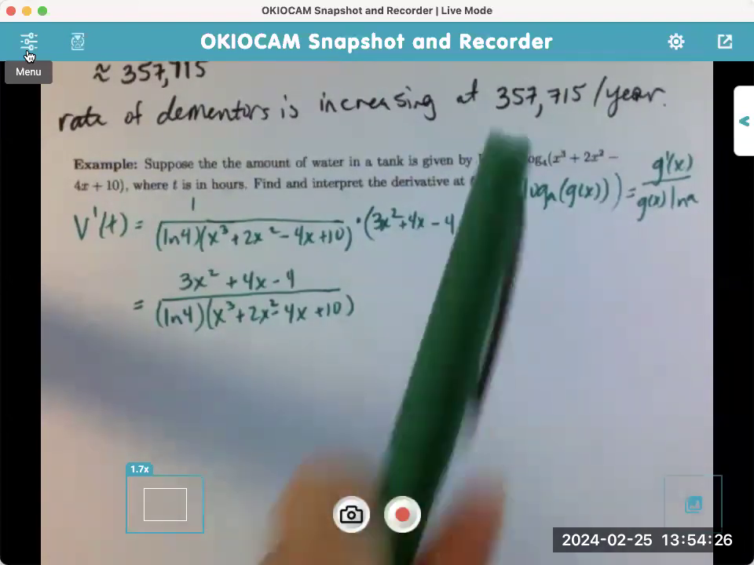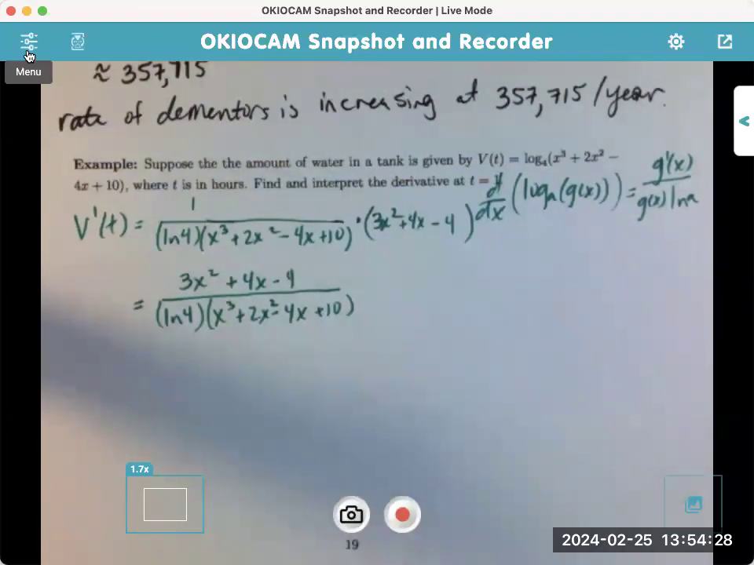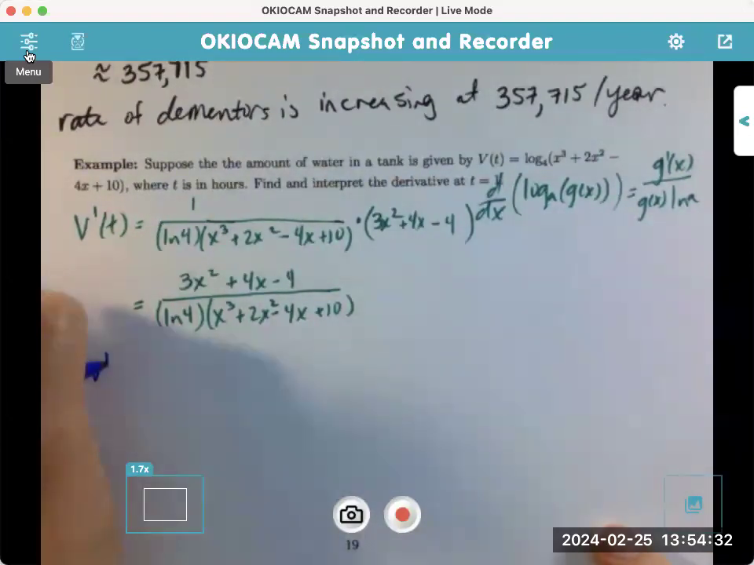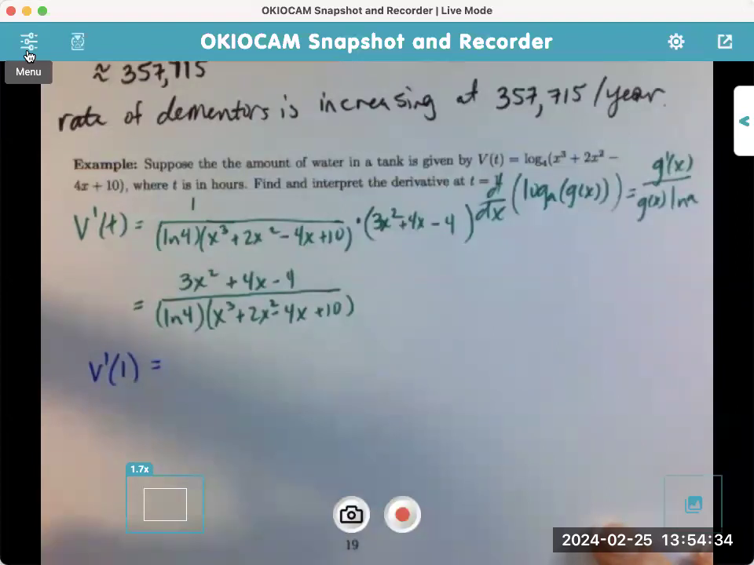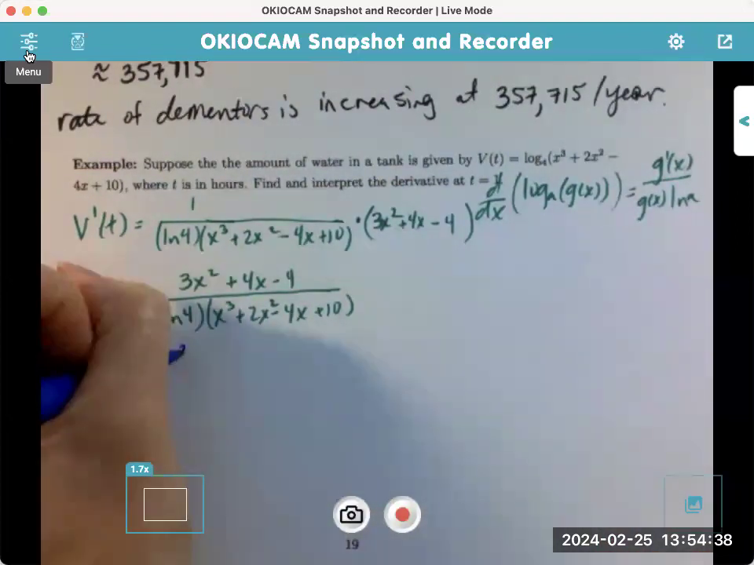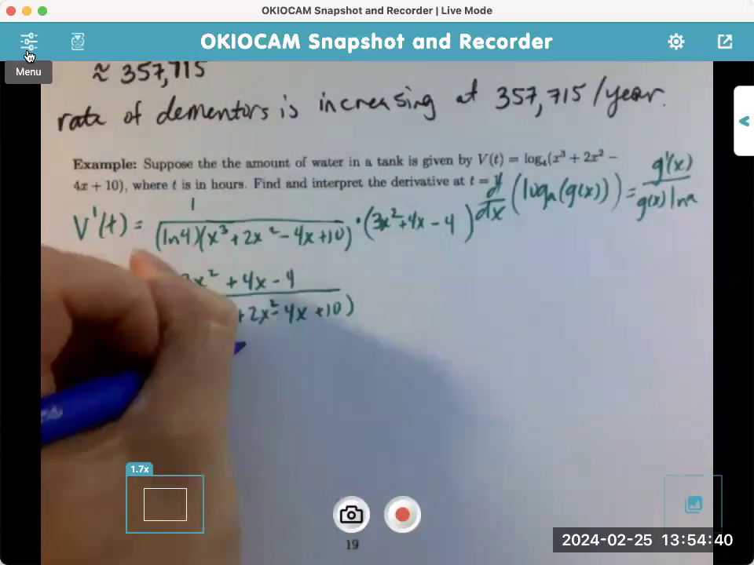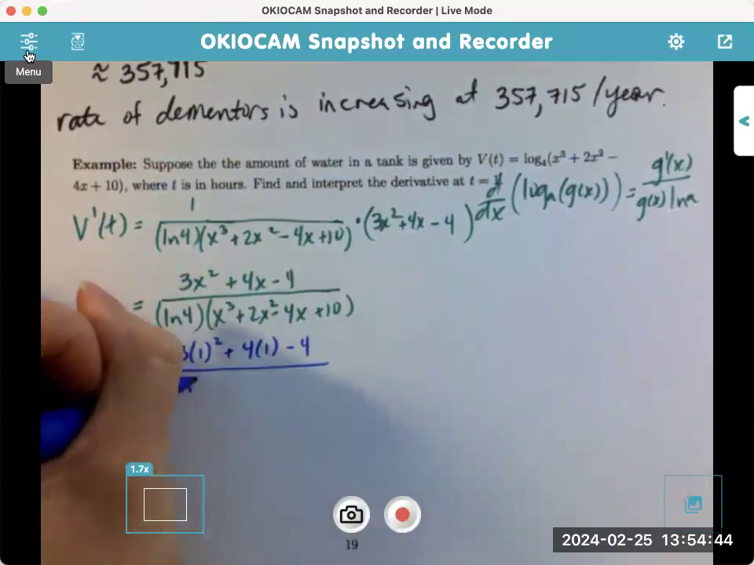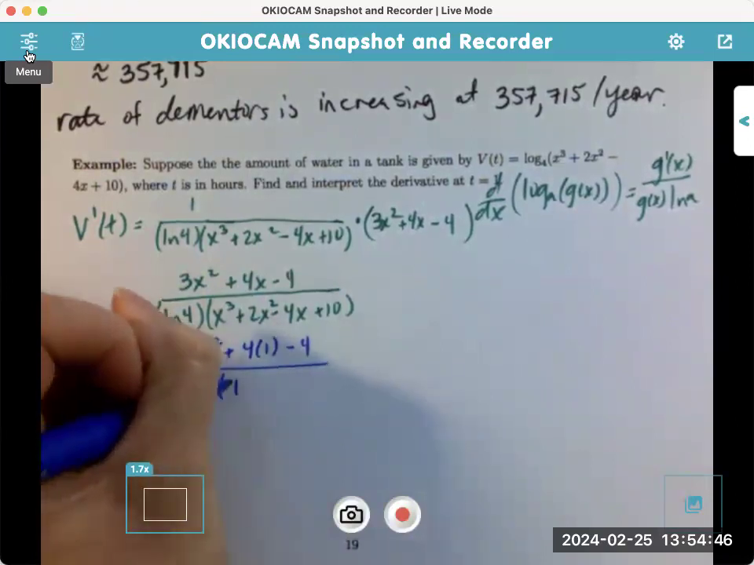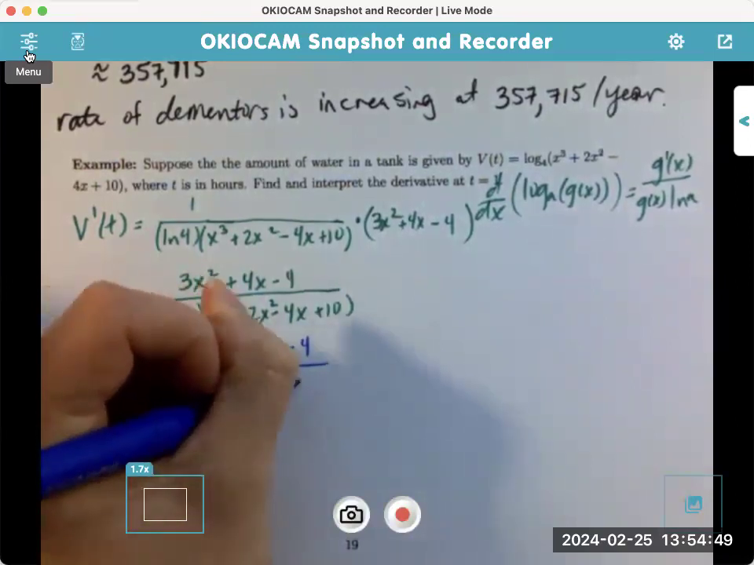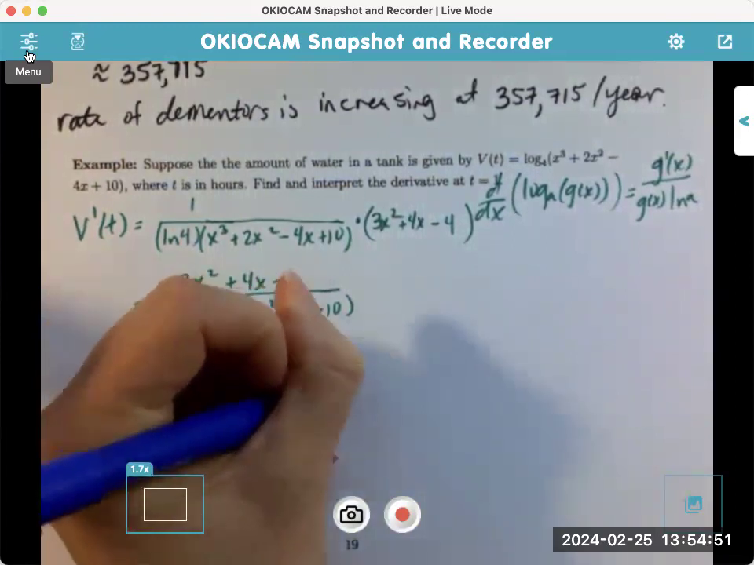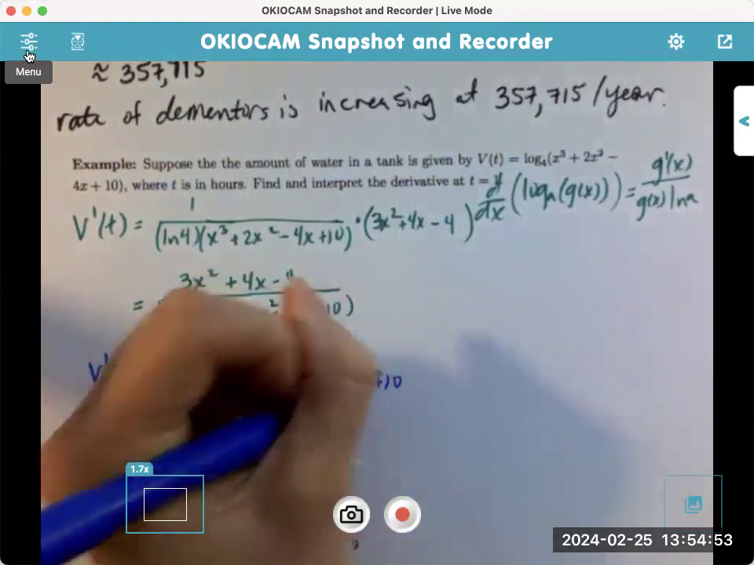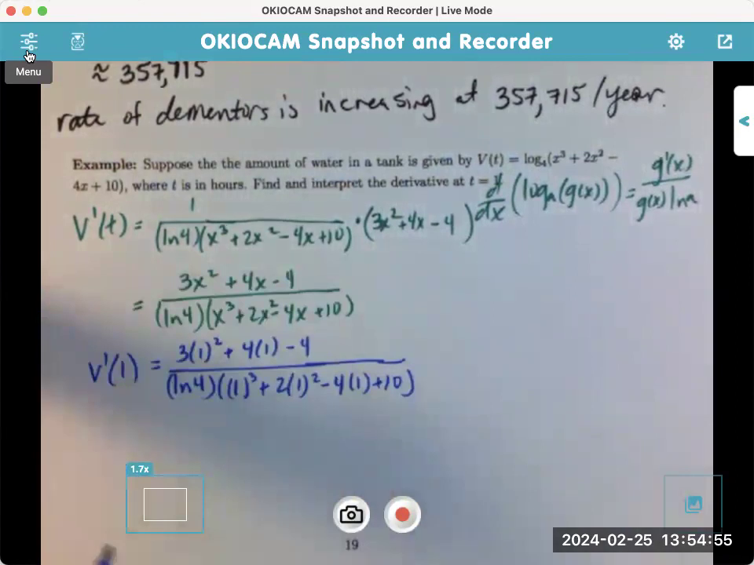So now we need at 1. I'm going to change colors for visual effect. So V prime at 1, so 1 hour in, 3 times 1 squared plus 4 times 1 minus 4 all over the natural log of 4 times 1 cubed plus 2 times 1 squared minus 4 times 1 plus 10, all there in the denominator.